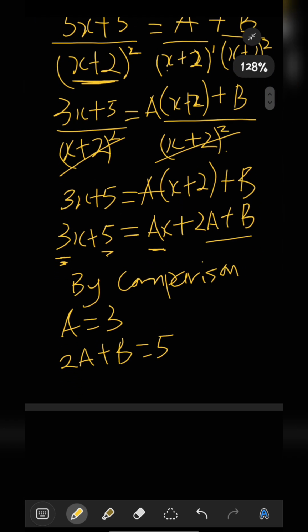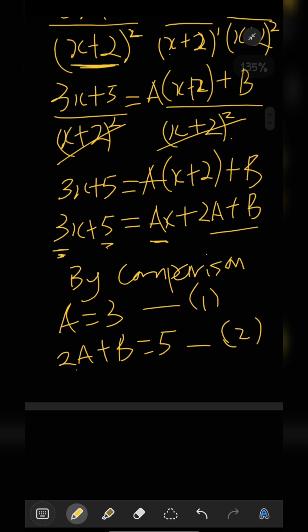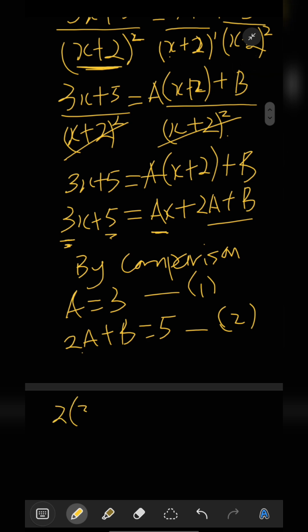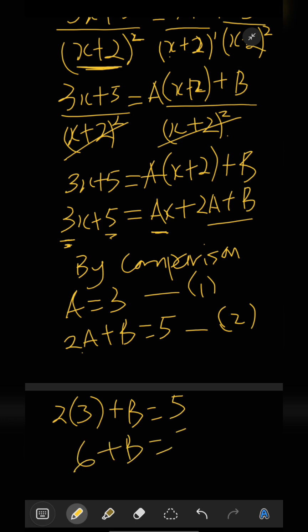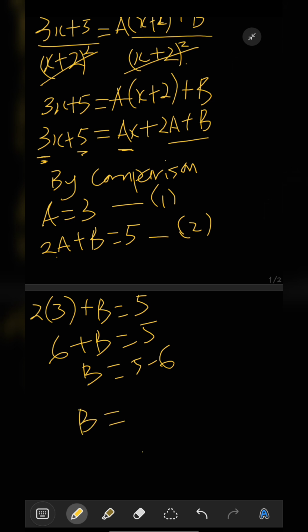So since a is equal to 3, this is equation 1 and this is equation 2. We can put a as 3 in equation 2. So we have 2 into 3 plus b is equal to 5. So 2 times 3 is 6. 6 plus b is equal to 5. So b is equal to 5 minus 6. So b is equal to minus 1. So our a is 3 and our b is minus 1.